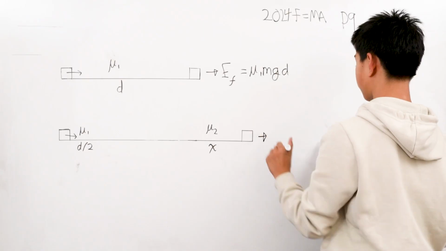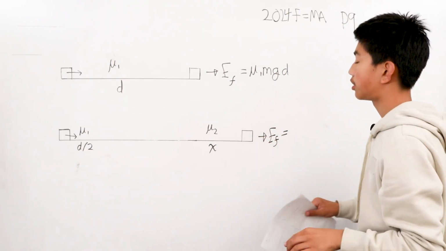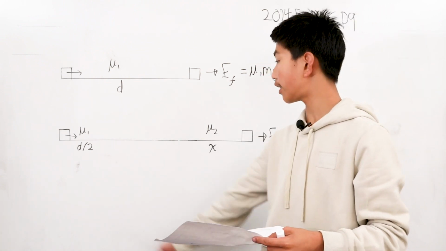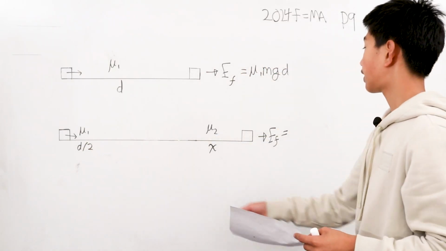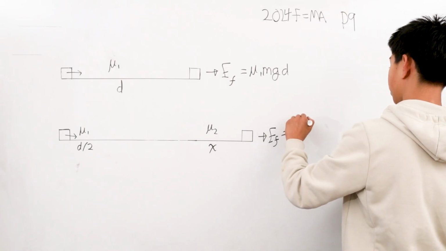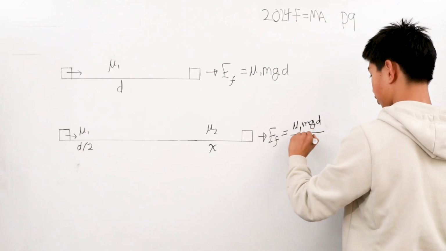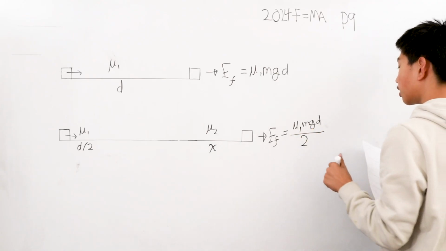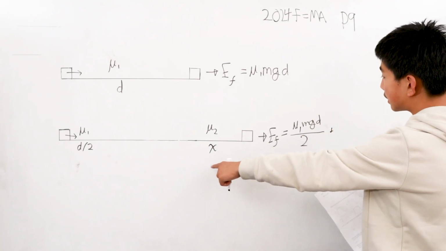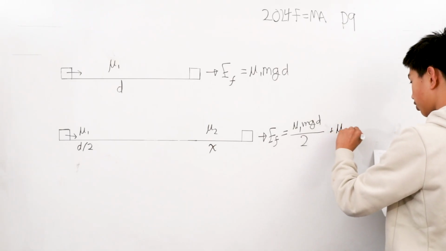Now, we can also do it for this one, energy dissipated by friction. Well, this is a bit harder because this is F of d over 2 and then F of x, but if you use the formula, this is just mu of 1 mgd over 2. And then you have to add the energy dissipated by friction on the ice, which is distance x. So this is mu 2 mgx.